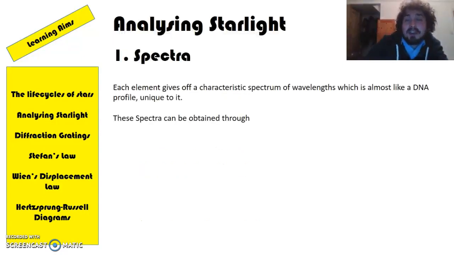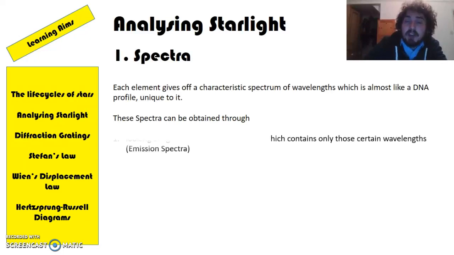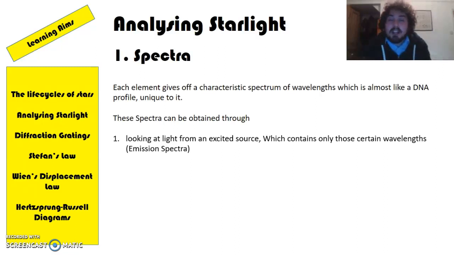Right, so spectra, the first aspect of analysing starlight. So here's a cool thing. Each element gives off a characteristic spectrum of wavelengths, which is almost like a DNA profile, totally unique to it. These spectra can be obtained through looking at light from something like an excited source or a heated up source, which eventually, if you heat it up enough, starts to emit light. Now that will contain only certain wavelengths, and those wavelengths will be characteristic of the element that's doing the emission, and we call that an emission spectrum.